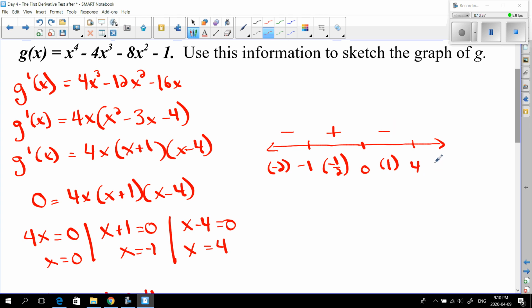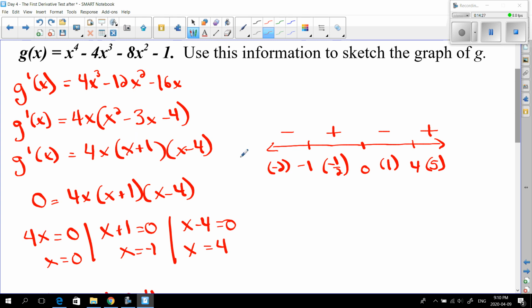And finally, from 4 to infinity, any number between 4 and infinity works. 5 is nice, the smallest one I can work with here. Smallest whole number, I should say. 4 times 5 is 20. 5 plus 1 is 6. 5 minus 4 is 1. 20 times 6 times 1 gives me 120. Again, I don't care that it's a 120. I just want to know if it's positive or negative. This would be a positive times a positive times a positive.